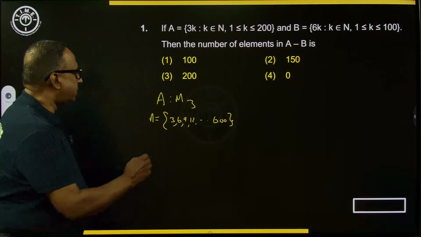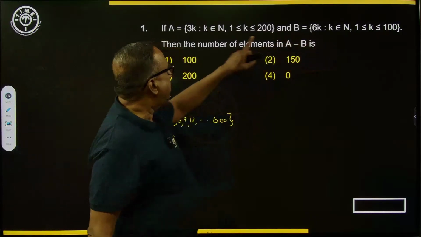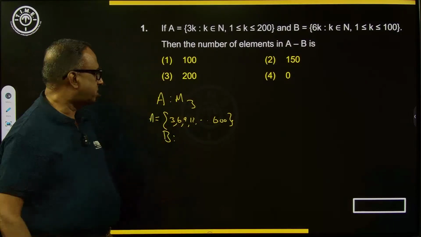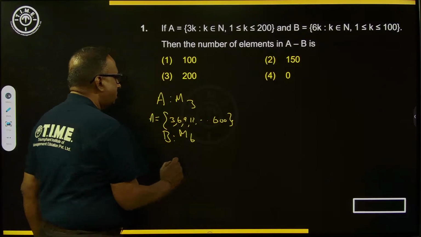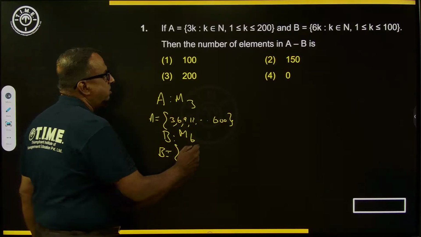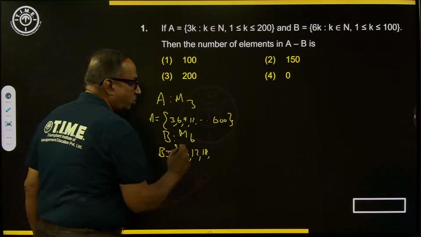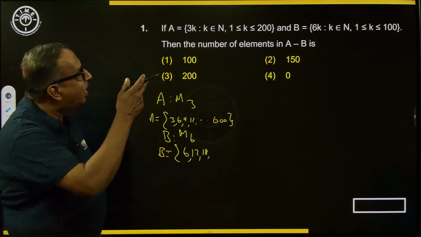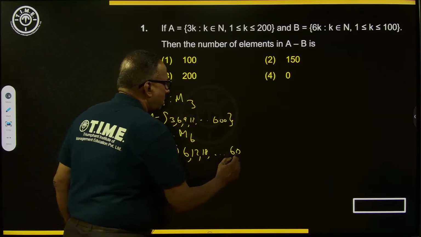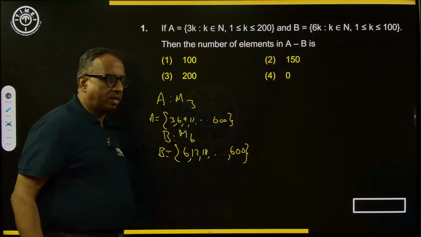Okay. Let's come to B. What is B? B is 6k. Here 3k means multiples of 3, and 6k means multiples of 6. Okay. So what is B made of? Let us write the elements. First number is 6. 1 into 6 is 6. 6 2s are 12. 6 3s are 18. Don't worry, I will not tell the entire 6 table. Then finally you will have 6 into 100 is 600. Here you have up to 200, here you have up to 100.